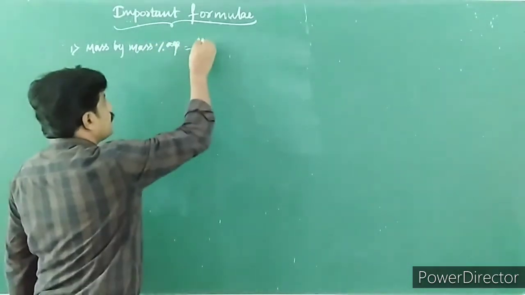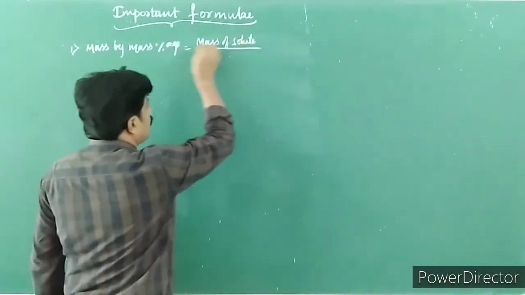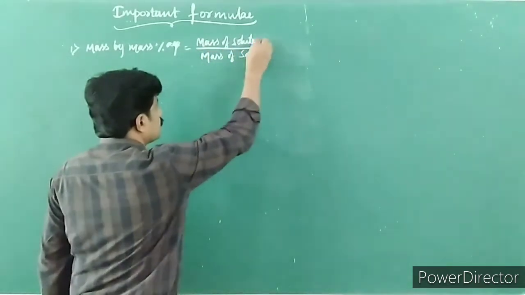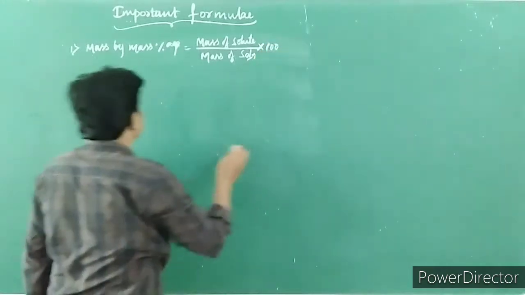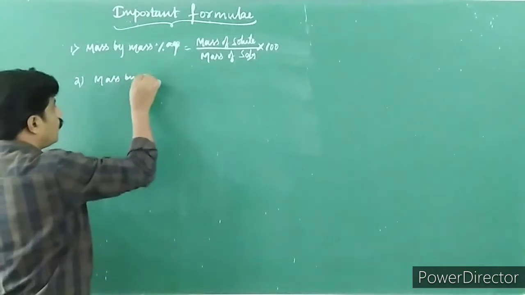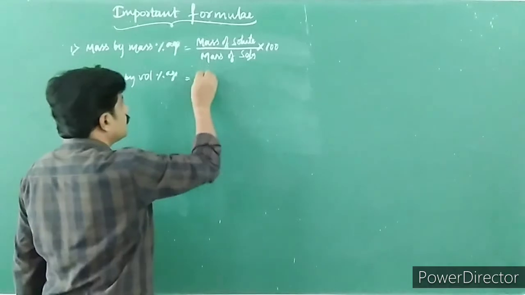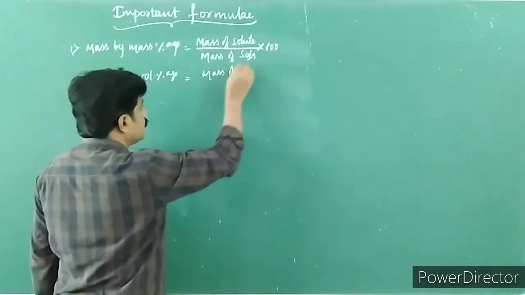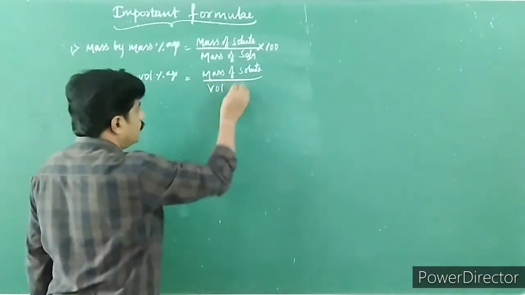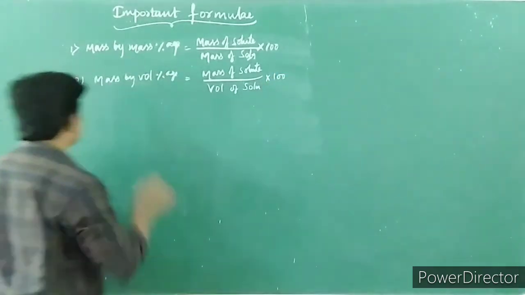Mass of solute upon mass of solution into 100. Second one, mass by volume percentage. Is it not? What is that? Mass of solute upon volume of solution into 100.